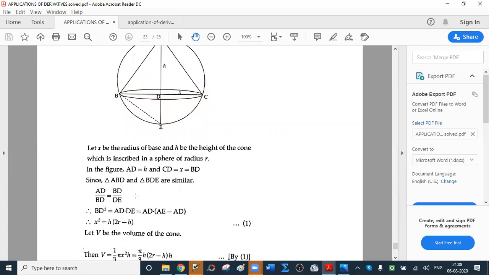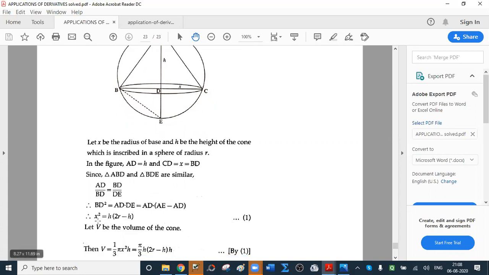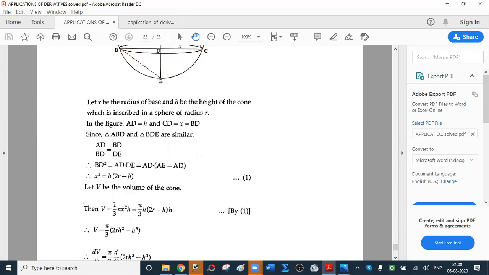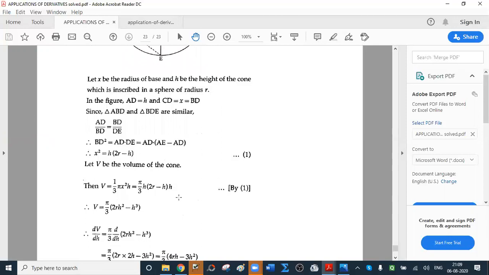I repeat this. There are two variables: one is the base radius of the cone, and the other is the height of the cone. What is constant? The radius of the sphere, r, is constant. So we expressed x square in terms of height. Now the volume of the cone is 1/3 pi radius square h. Do not write small r because small r is the radius of the sphere. Write small x, which is the radius of the cone. So 1/3 pi x square h. But x square is h into (2r minus h). Substitute that. So we have expressed volume as a function of height.